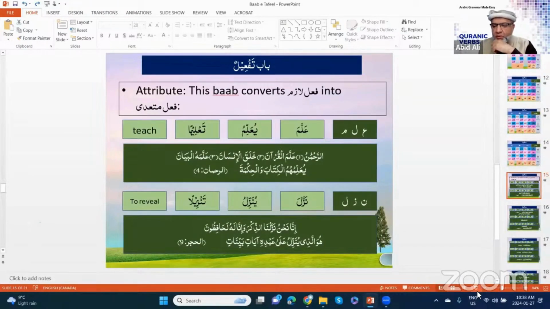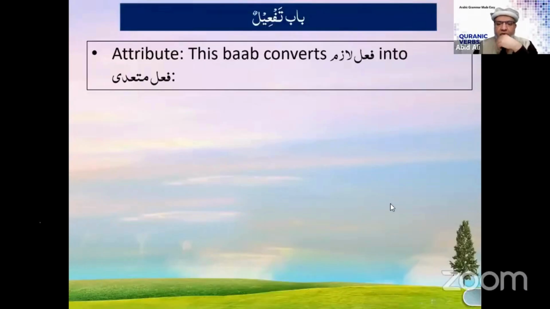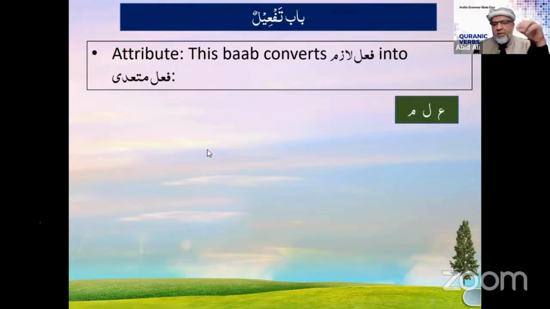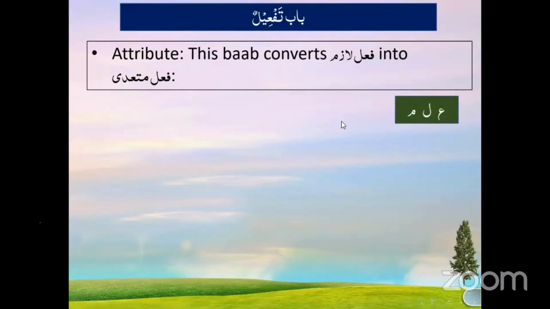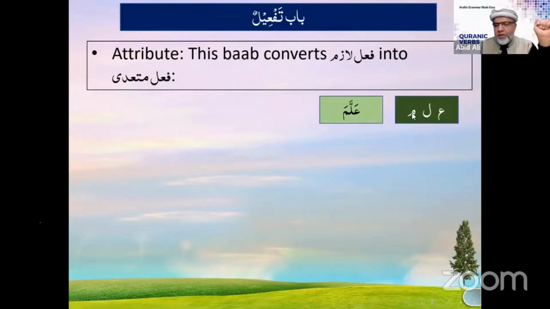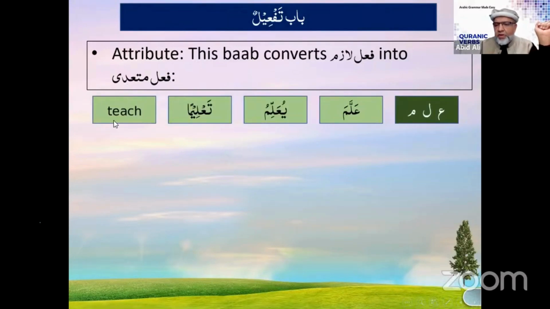Let's take a look at this example here. It says the characteristic of this bab is that it converts the Fi'l Lazim into Fi'l Muta'addi. What does that mean? When you have a fi'l in this bab, it will require you to have a maf'ul. Agree? Yes. So the letters are Ain, Lam, and Mim, and the word Allama, Yu'allimu, means Ta'liman, to teach.